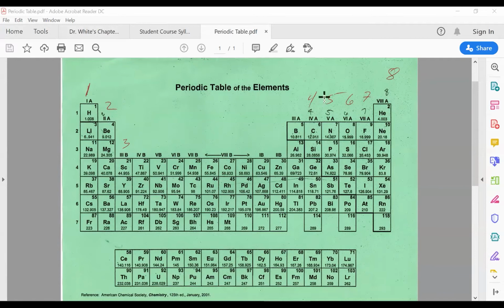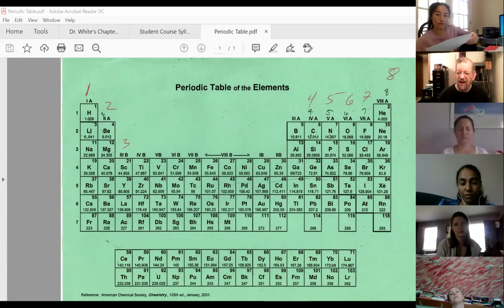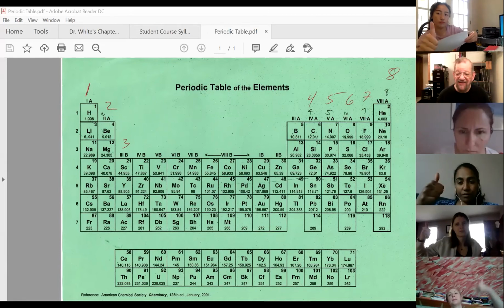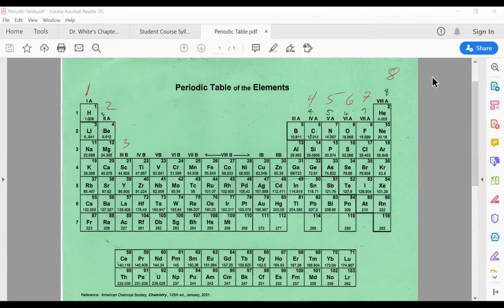And you all should see the periodic table here. Let me check my thumbs up, people. You see the periodic table? Thank you, thumbs up, people. I'll call you TUP. Nah, I don't like that.